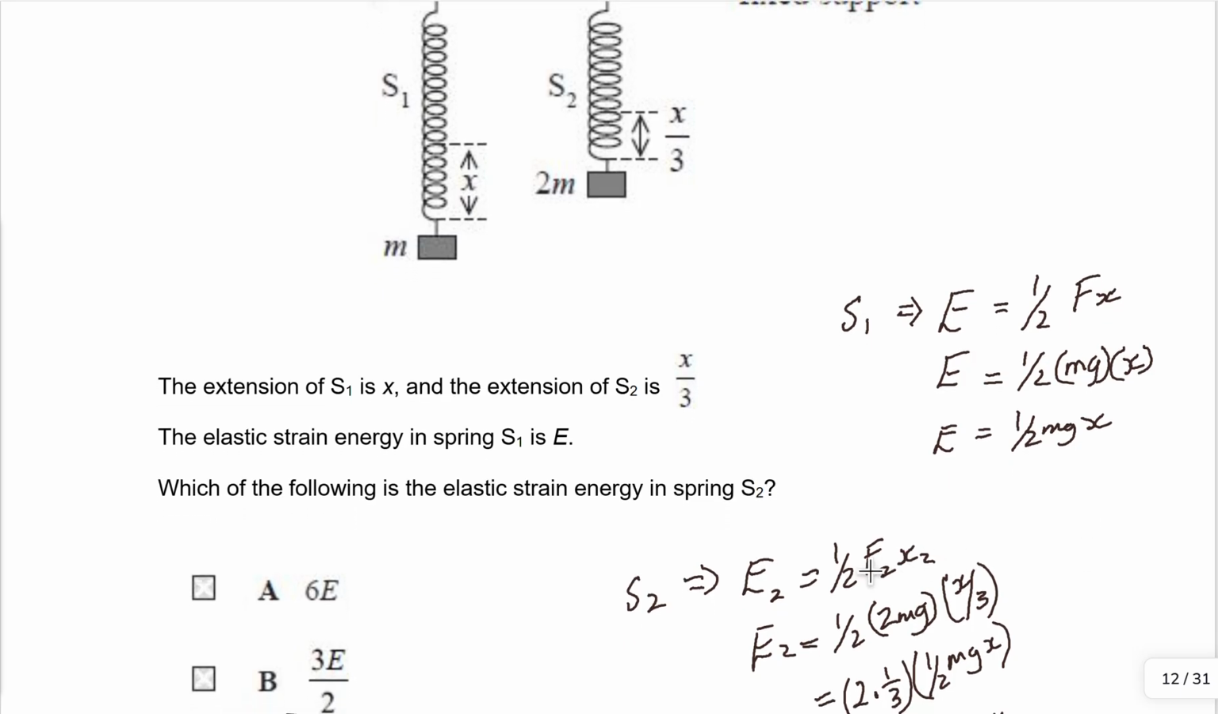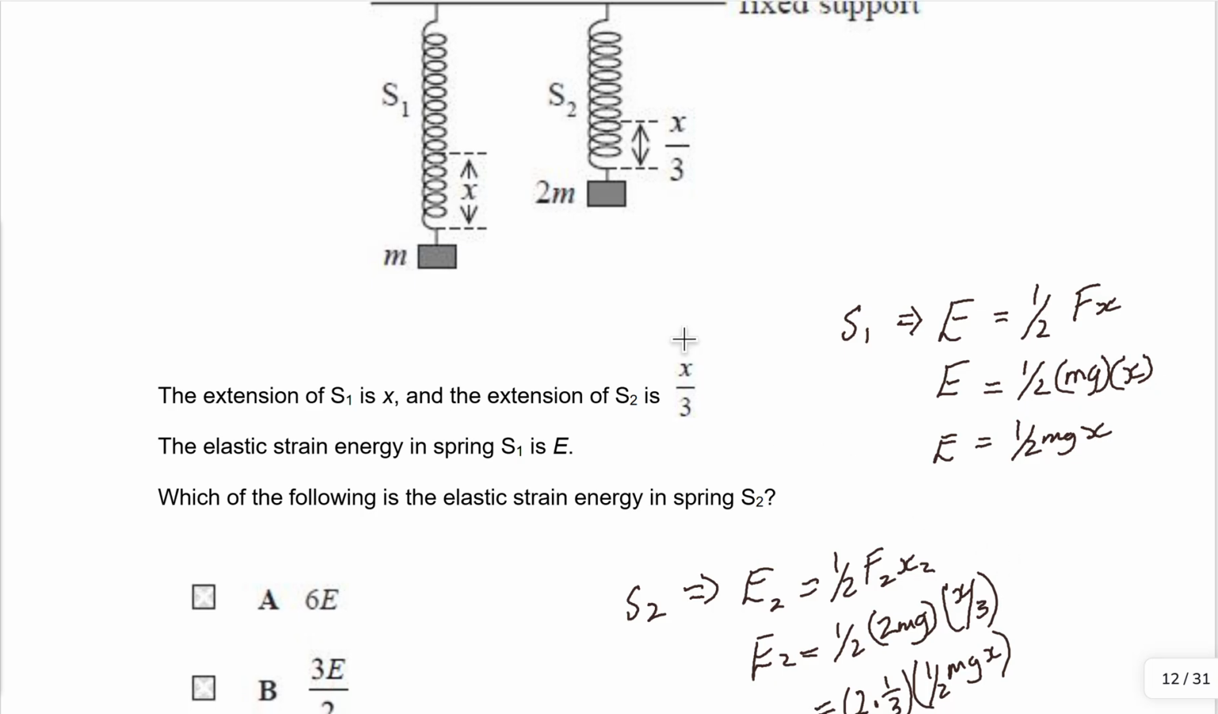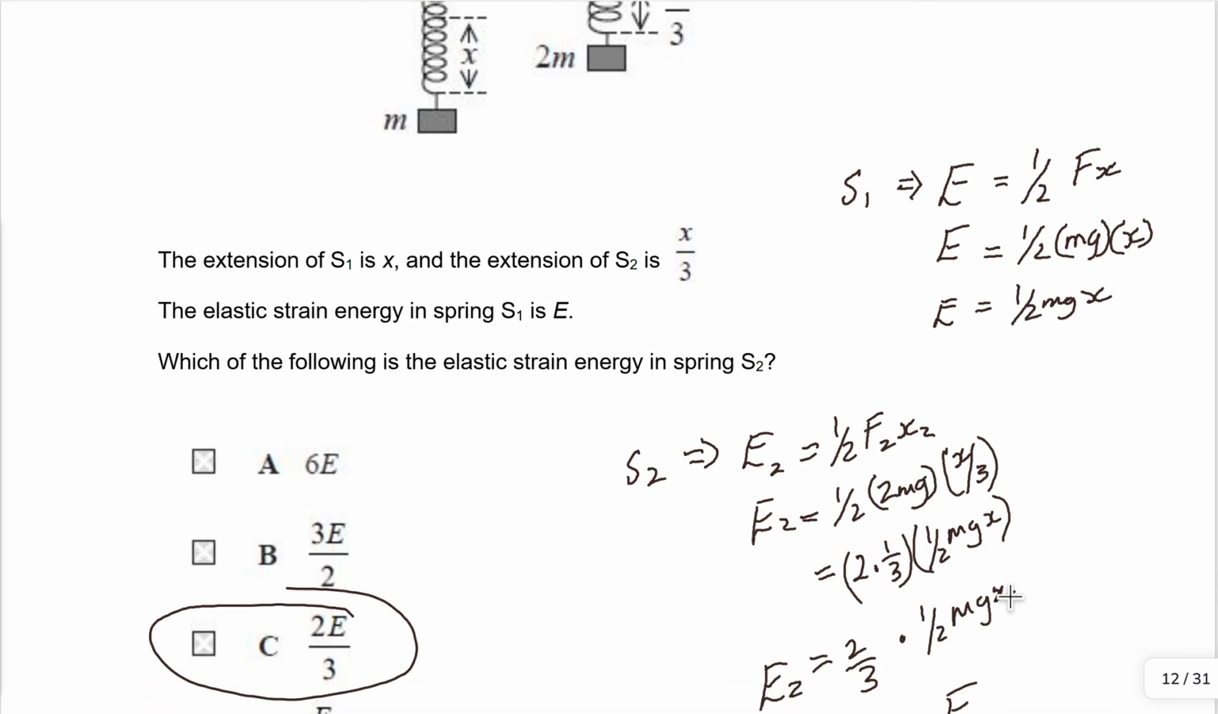So what we're going to do is do the same thing for S2. So a half of F2 times x2. So how much force is on spring 2? That's 2m, so it'll be 2mg. And how much is the extension? The extension is x over 3. So there'll be a half times 2mg times x over 3.